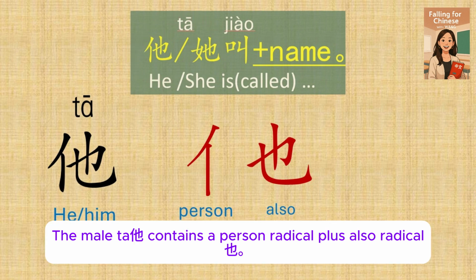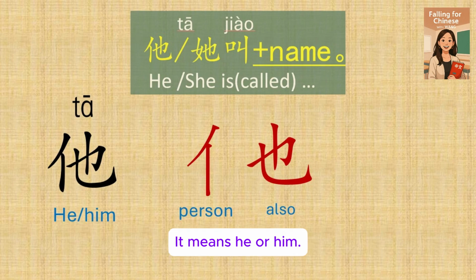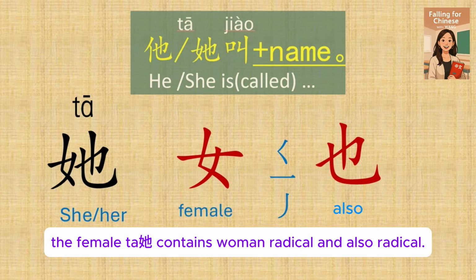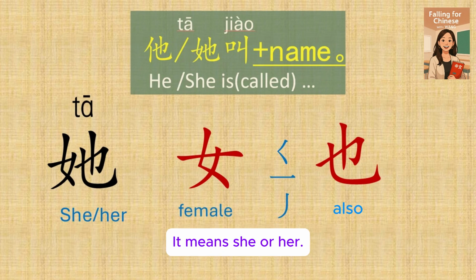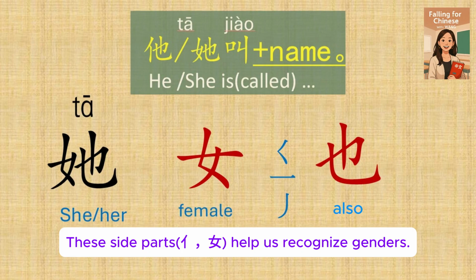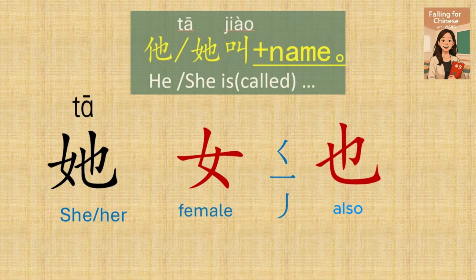The male ta contains a person radical plus also radical. It means he or him. The female ta contains woman radical and also radical. It means she or her. These side parts help us recognize genders.